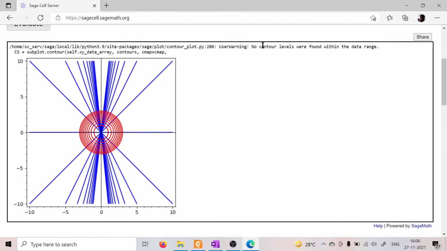Here you can see that the blue lines are straight lines passing through origin, and the red lines are the orthogonal trajectories, the circles which have center at origin. And we can see that the intersection points of the blue lines with the red lines are at right angles. All the intersection points of any blue line with any red circle, any intersection point we find in this graph, all the intersections are at right angles.